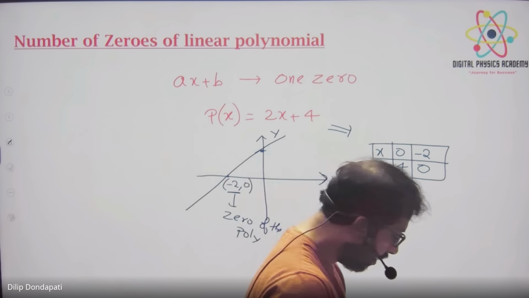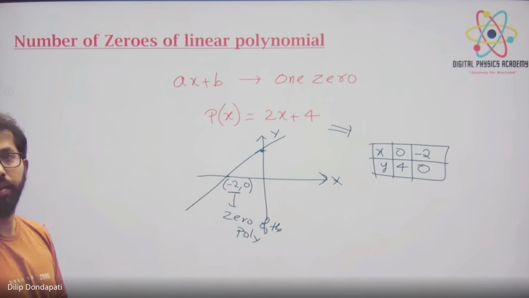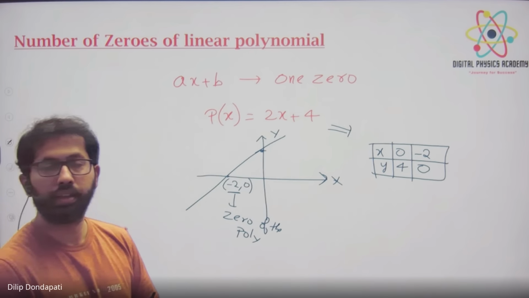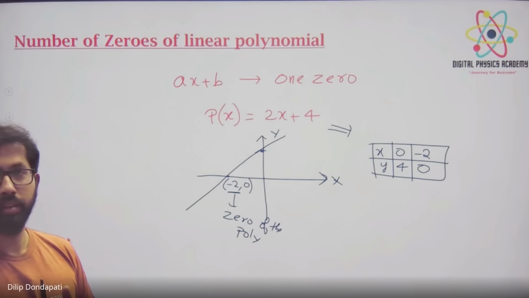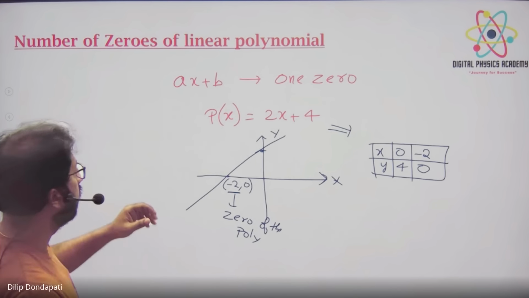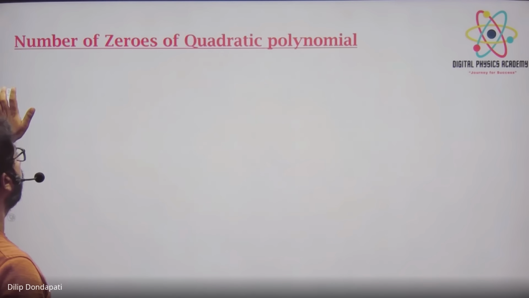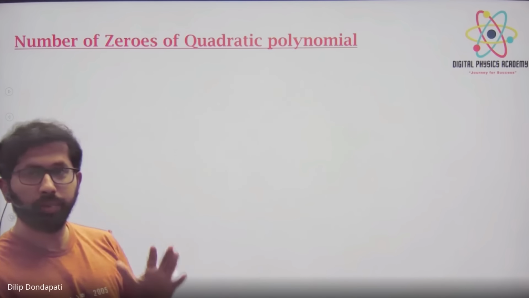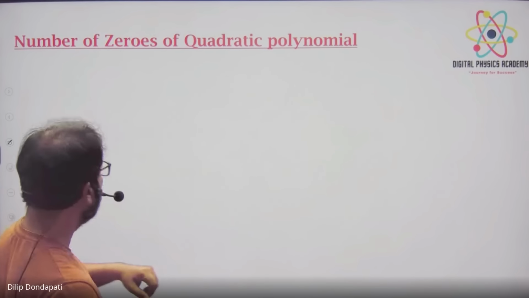Okay. Now tell me the number of zeros of a quadratic polynomial. Two. At most it can be 2. Maximum is 2, but it can have no zeros also, or 1 zero also. We'll see. Draw it.